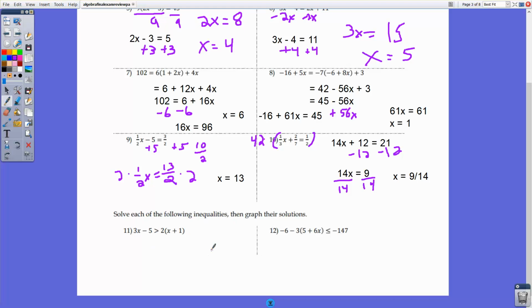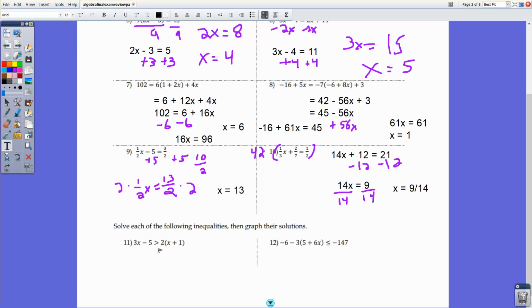I didn't copy that part, but we'll draw the graph on here just to illustrate that. 3x minus 5 is greater than 2 times x plus 1. This is an instance where we want to distribute, because 2 divided into 3 and 5 is not a nice number, so distribute this instead. So that's going to be 2x plus 2 on the right side, and that will be greater than 3x minus 5.